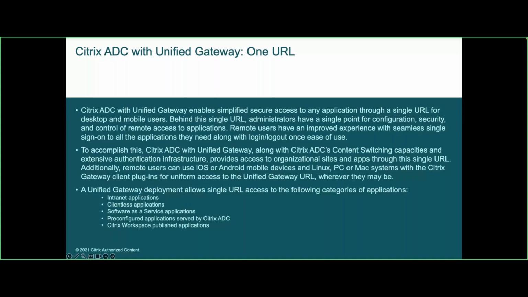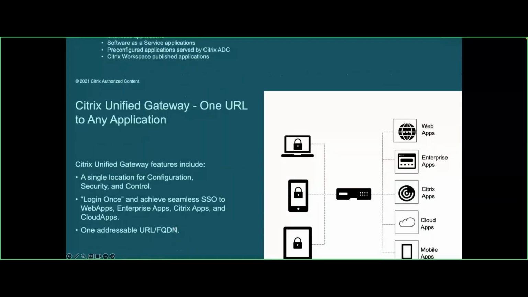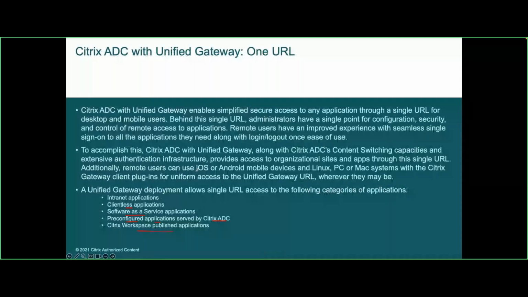Okay. So you can use it for your intranet applications. You can use it for your clientless application. You can use it for SaaS. We have some pre-configured applications served by the ADC. You can publish the workspace app from the Citrix gateway, right? And one more thing, you can even use it on your Android and iOS, including your Linux PC or Mac system with Citrix gateway.